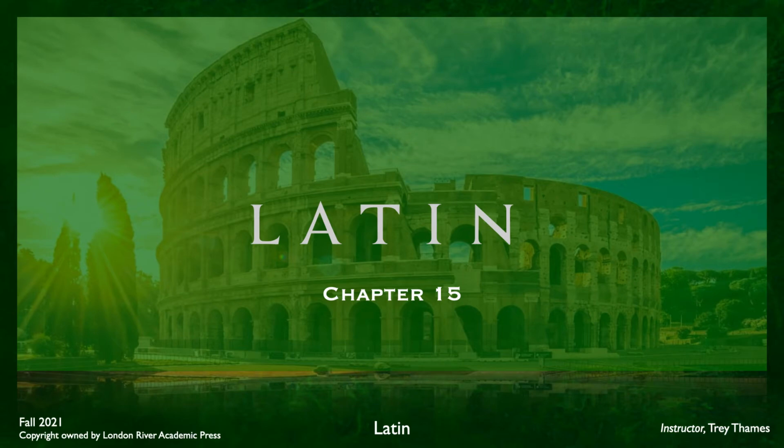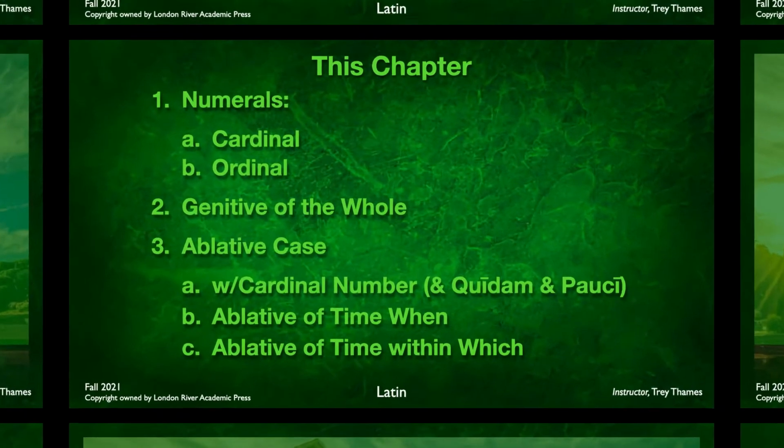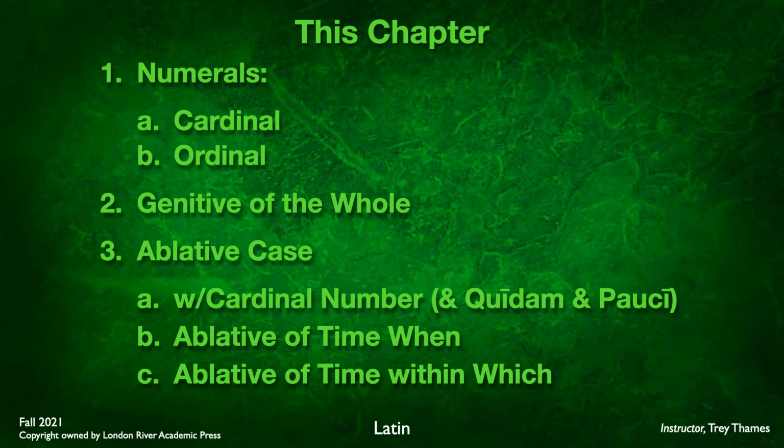Welcome to Wheelock's Latin Chapter 15. In this chapter, we're going to be looking at primarily numbers. Specifically, we'll be looking at Latin cardinal numbers and ordinal numbers. And then we'll also be looking at how Latin uses the genitive, specifically in the genitive of the whole.